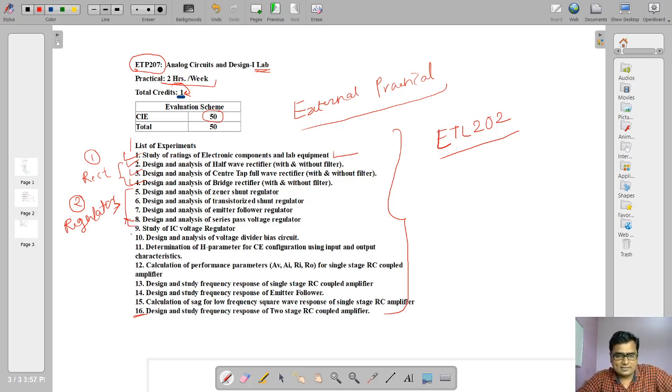And now 10th onwards, look at this. Those are related to amplifiers. Amplifiers mean your third, fourth, fifth and even sixth chapters, 4 chapters. So this is your experiment list. The 4 chapters have experiments from 10 to 16, and the first 8 or 9 experiments are related to your first 2 chapters.